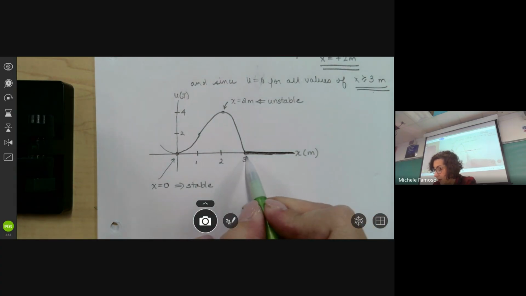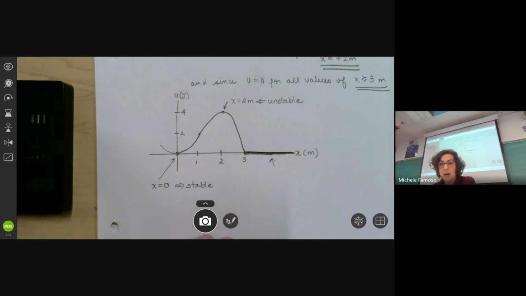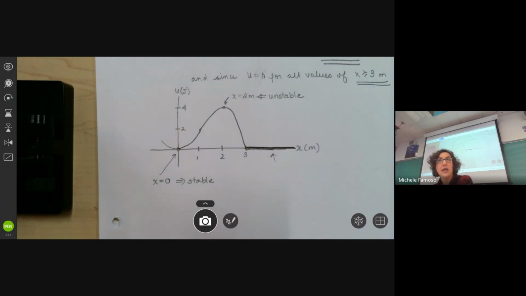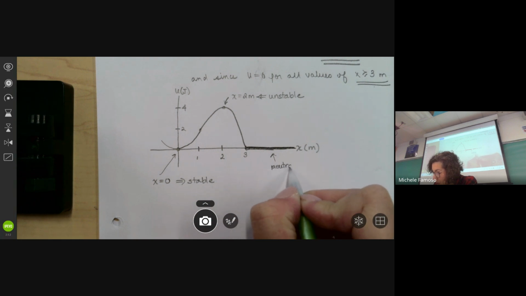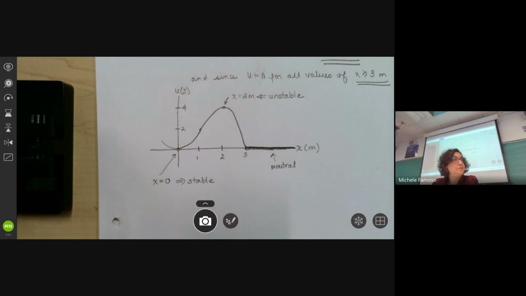Then for all values of 3 or more, do you see how that graph is flat? It's neither concave up, nor is it concave down. That means this is neutral equilibrium. Okay?